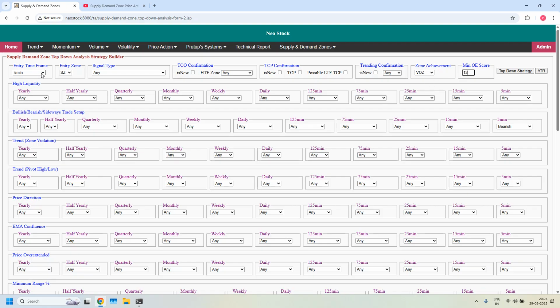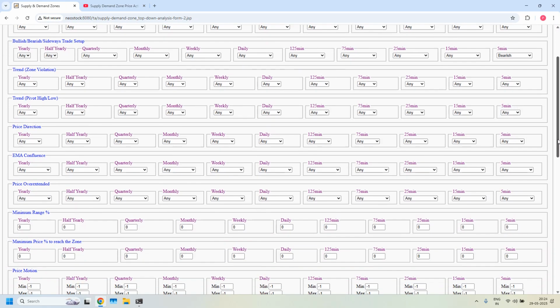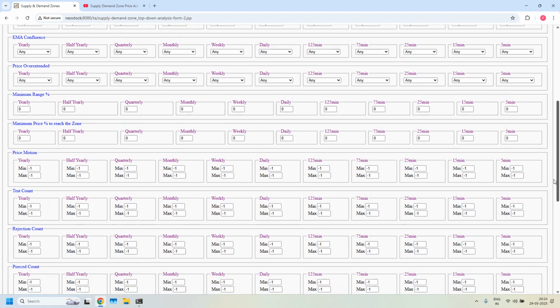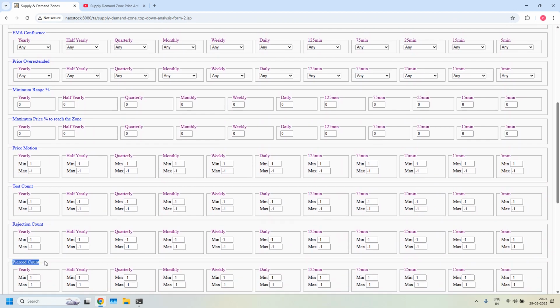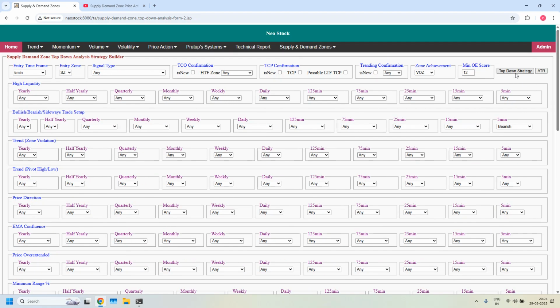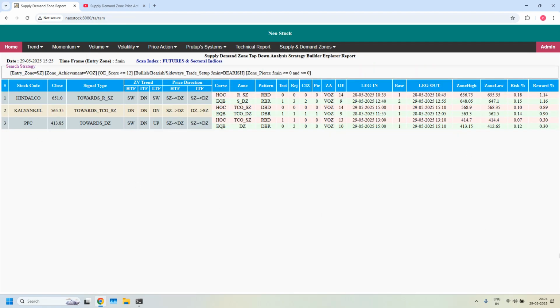And also the 5 minute supply zone should not be pierced. So in the pierced count parameter, at 5 minutes time frame, minimum value 0, maximum value 0. With these filters, we got 3 stocks. These 3 are supporting the bearish trade setup for hourly income trade. Entry time frame zones are 5 minute supply zones.